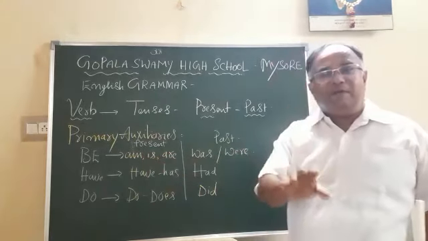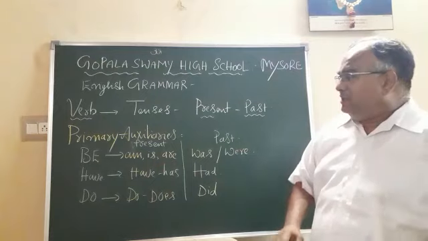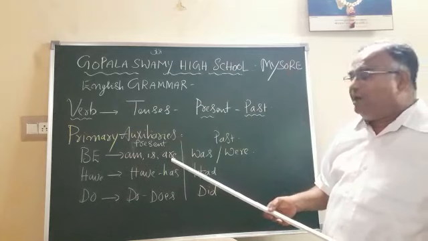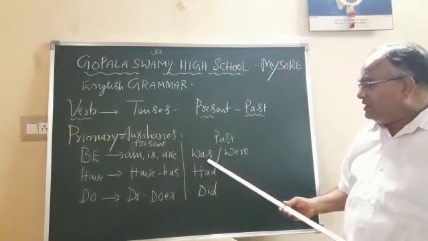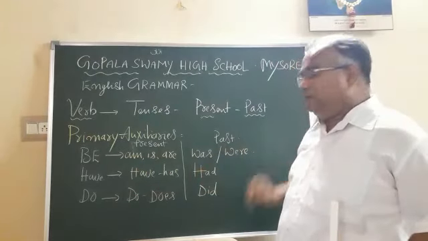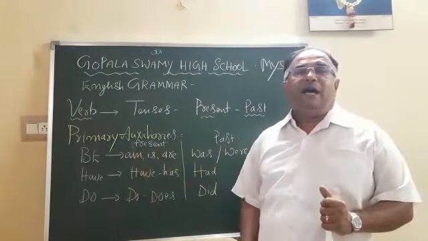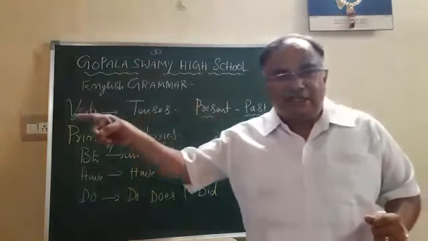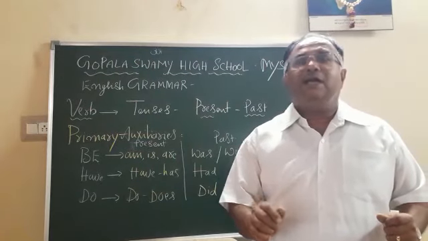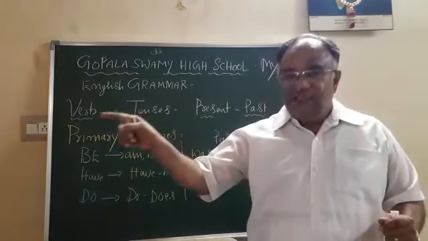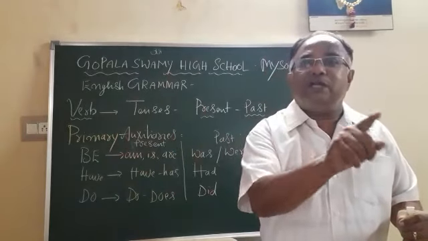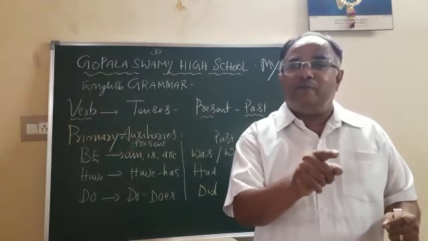Always every verb has singular and plural. The verbs am and is are singular, are is plural, and was is singular and were is plural. I'll give one example for all the three verbs of the present tense. I am a teacher, he is a student, you are students. I repeat once again. I am a teacher, he is a student or she is a student, and you are students. You are in Gopal Swami High School.